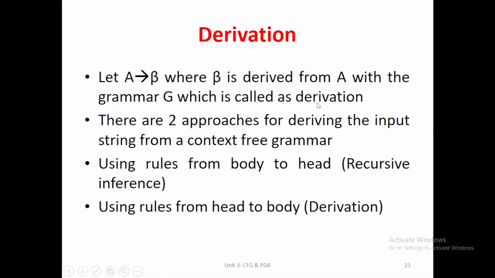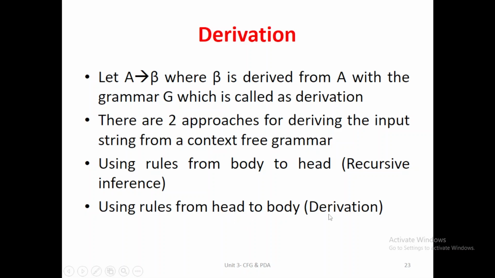If you consider beta is a derived string from the non-terminal capital A, this beta should contain only terminal symbols in it. That is the first condition for implementing derivation. There are two approaches available for deriving the input string from a context-free grammar. One is called recursive inference, which is nothing but we take the string and try to derive the starting symbol of the given grammar from it by the substitutions in reverse order. That is called as recursive inference.